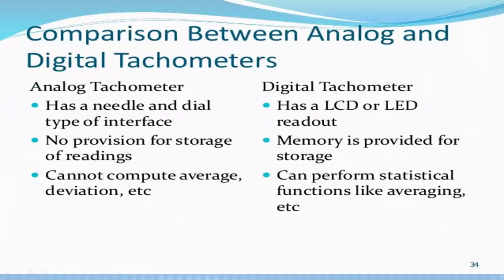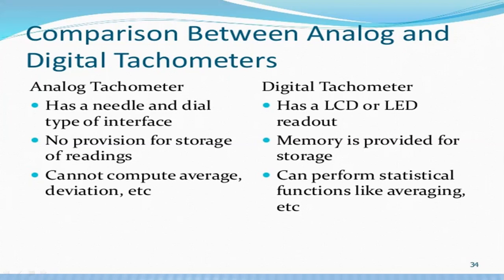So what is the comparison between the analog and digital tachometers? Analog tachometer and digital tachometer. So the analog tachometer has a needle and dial type of interface. No provision for storage of readings. It cannot compute average deviation. And the digital tachometer has an LCD or LED readout screen, and memory is provided for the storage of readings, and it can perform statistical functions like averaging, etc.